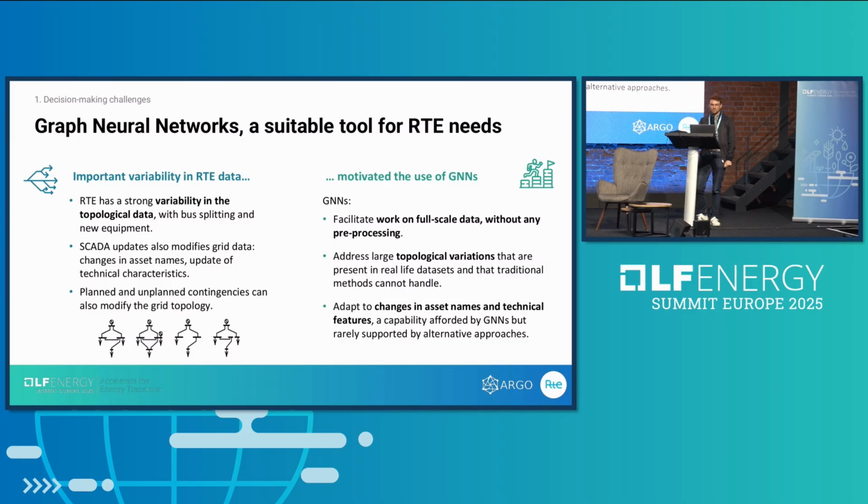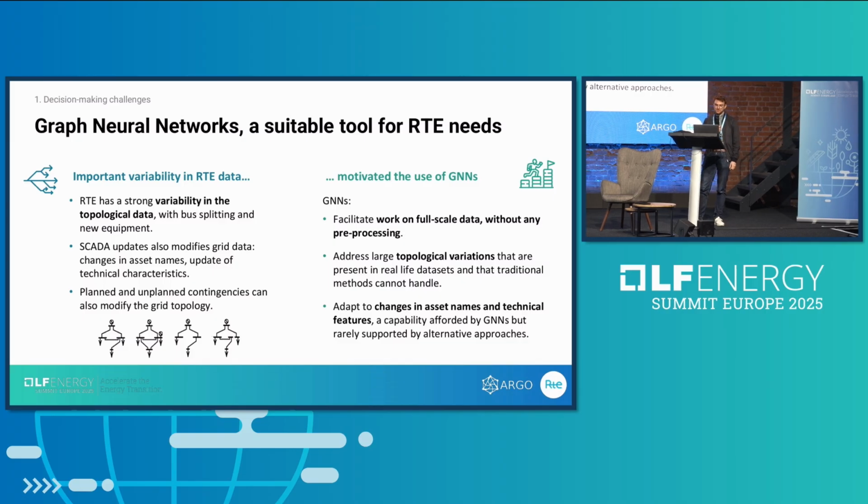And you can have some planned or unplanned contingencies in your data. That's why I started right at the beginning of my PhD to focus on graph neural networks, which are able to handle this kind of topological variations. Here, I'm not talking about being able to generalize to some new topologies. I'm talking about being able to exploit the data we already have at RTE that display those large topological variations.